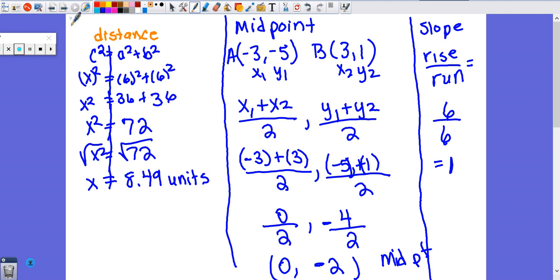So let's go ahead and go to the next one. And if you use the formula for distance and slope, you should have gotten the same thing. So if you did not get the same thing, go back and check and make sure you substitute in correctly. And if you can't figure it out, hit me up and I'll help you.